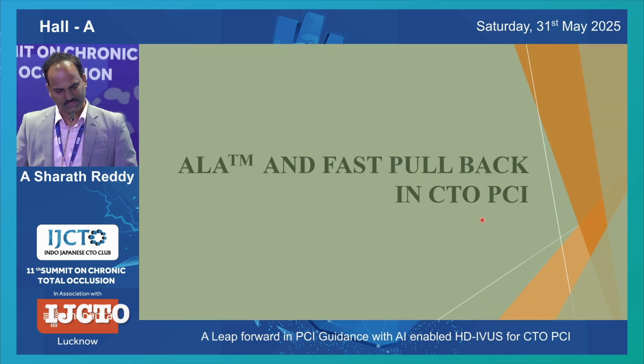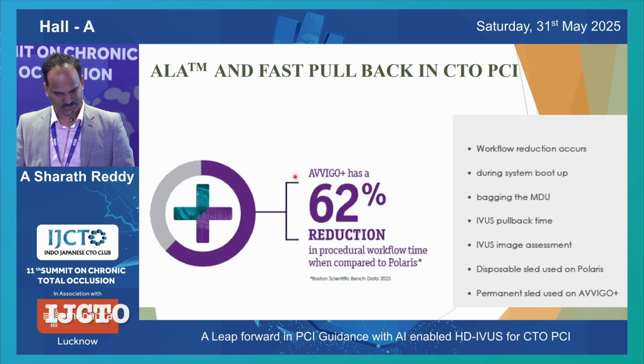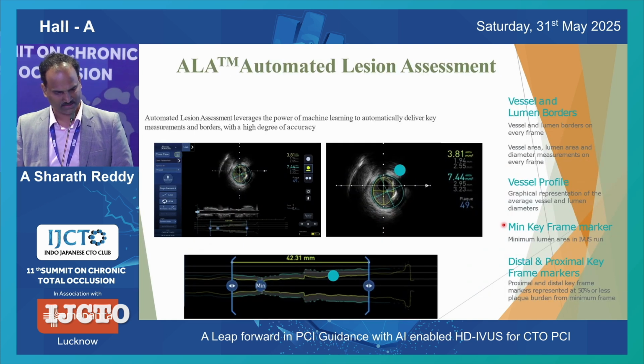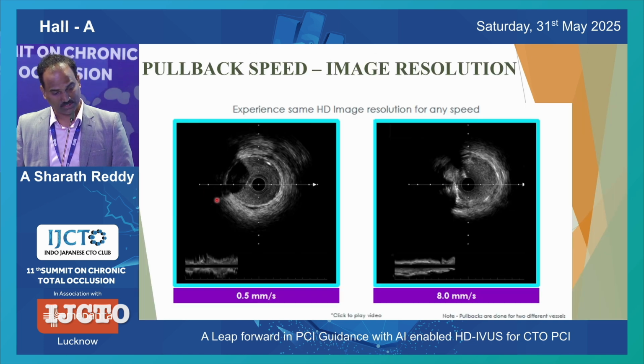So coming to automatic lesion assessment and fast pullback. These things we use once the wiring is done, not during the course of wiring, which we know the Achilles heel of CTO PCI is the time, radiation dose, and contrast. And time you can pull down by using this newer software and newer high-speed catheters, which reduces your workflow time significantly, mainly because of ALA as well as faster pullbacks. I think I can skip this. These are the various pullback speeds which are available without any compromise in the image quality.